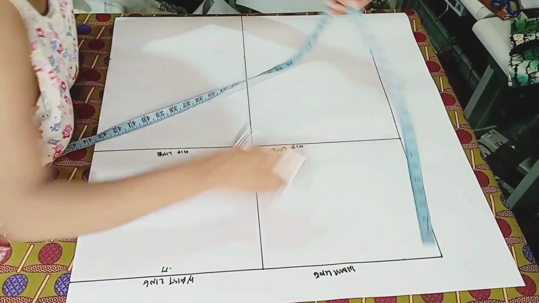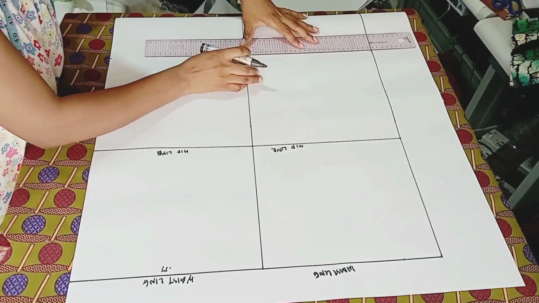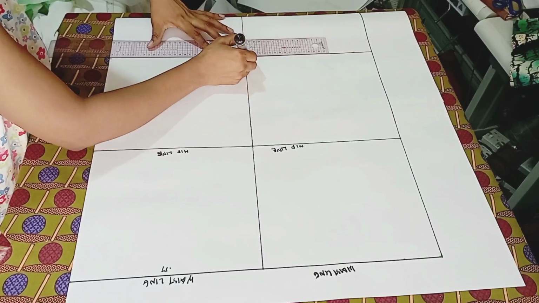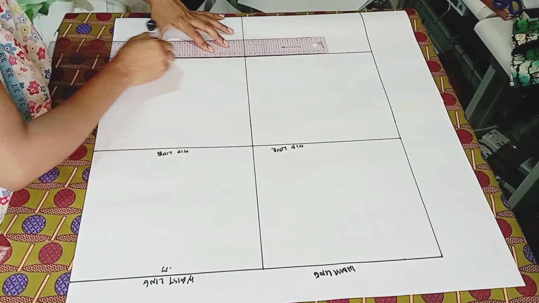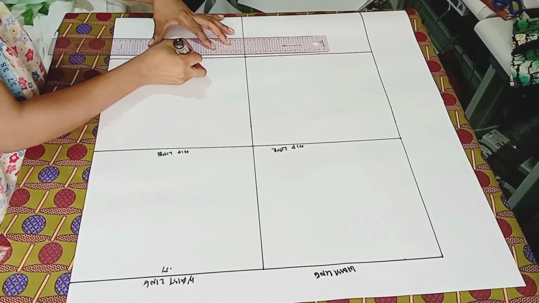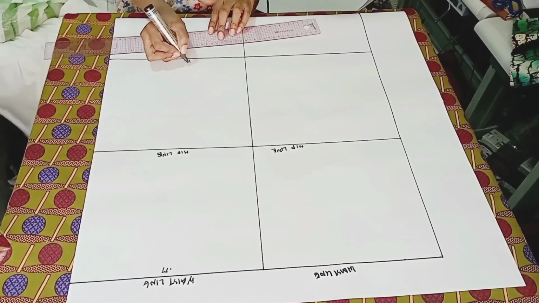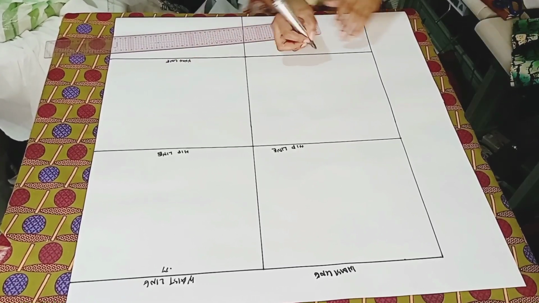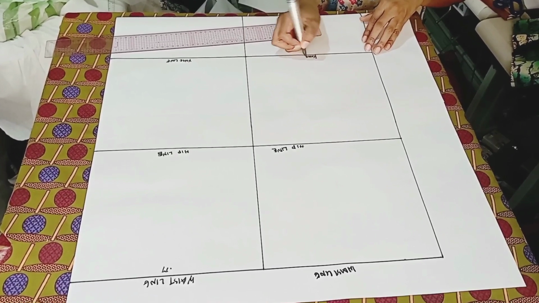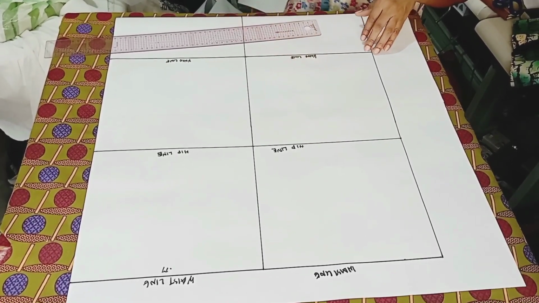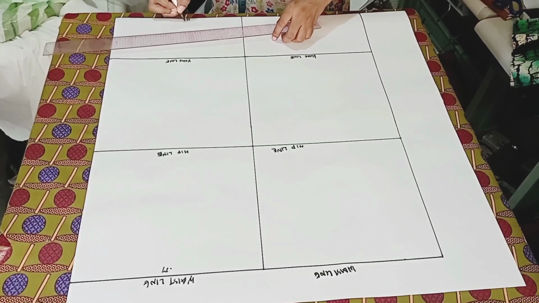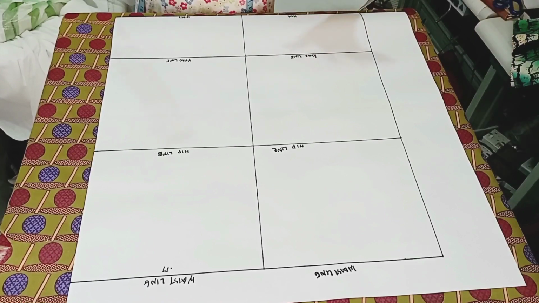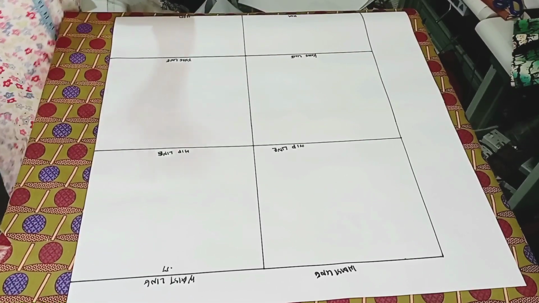What I'll do next is to square up the line like so, and this is going to serve as our knee line. So this is the knee line. And this is the hem line, the hem. All right.